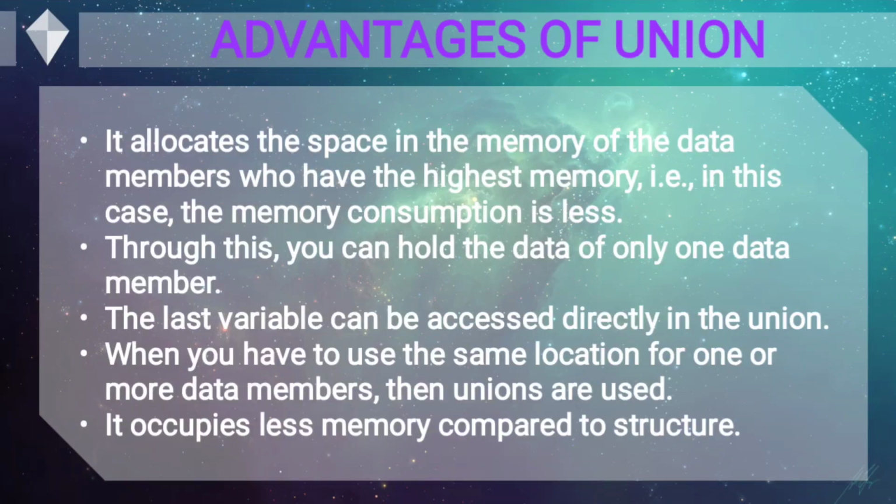However, my class is almost over, and there are advantages left. Let me finish this. A union allocates space in memory equal to the data member that has the highest memory. Did you understand? It allocates the space in memory of the data member that needs the most memory, and that space is the highest memory, which we use for the data items.